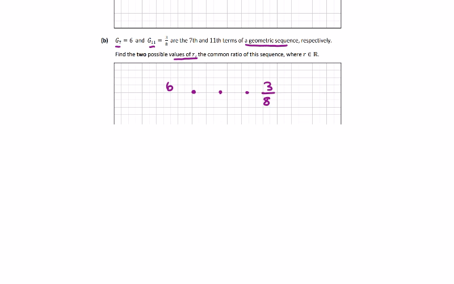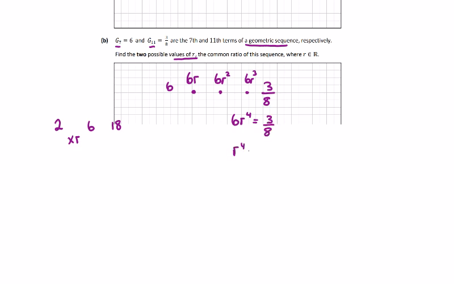So with a geometric sequence, let's say 2, if we multiply that by 3, we'll get 6, then 18. So we're multiplying by r each time. So if we're multiplying by r each time, this is 6r. This is 6r squared. This is 6r cubed, which would make 3/8. So 6r to the power of 4 would be 3/8.